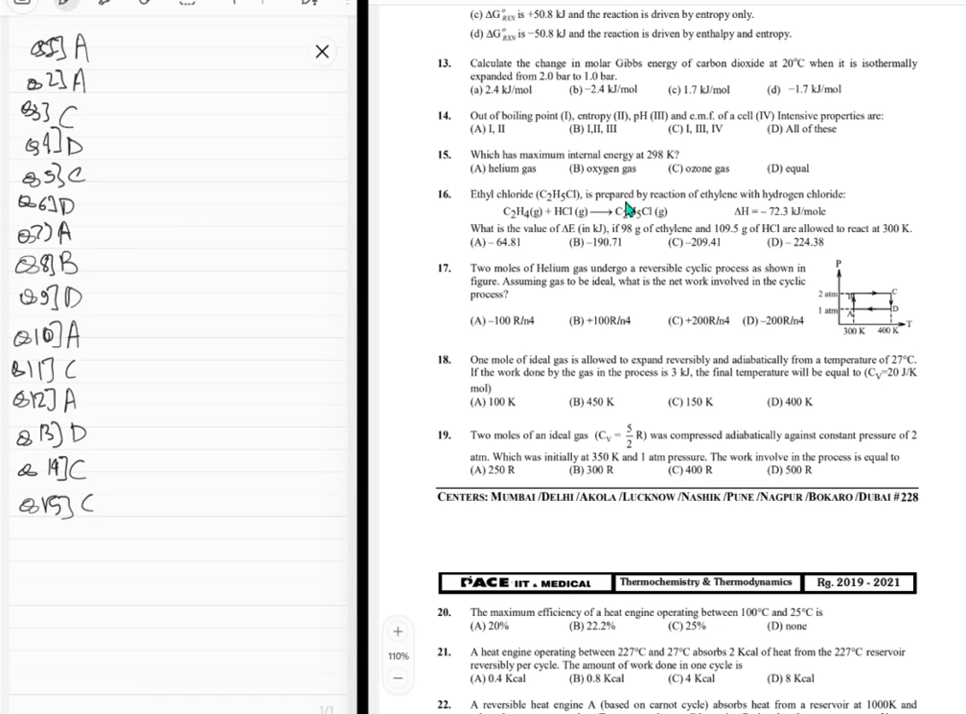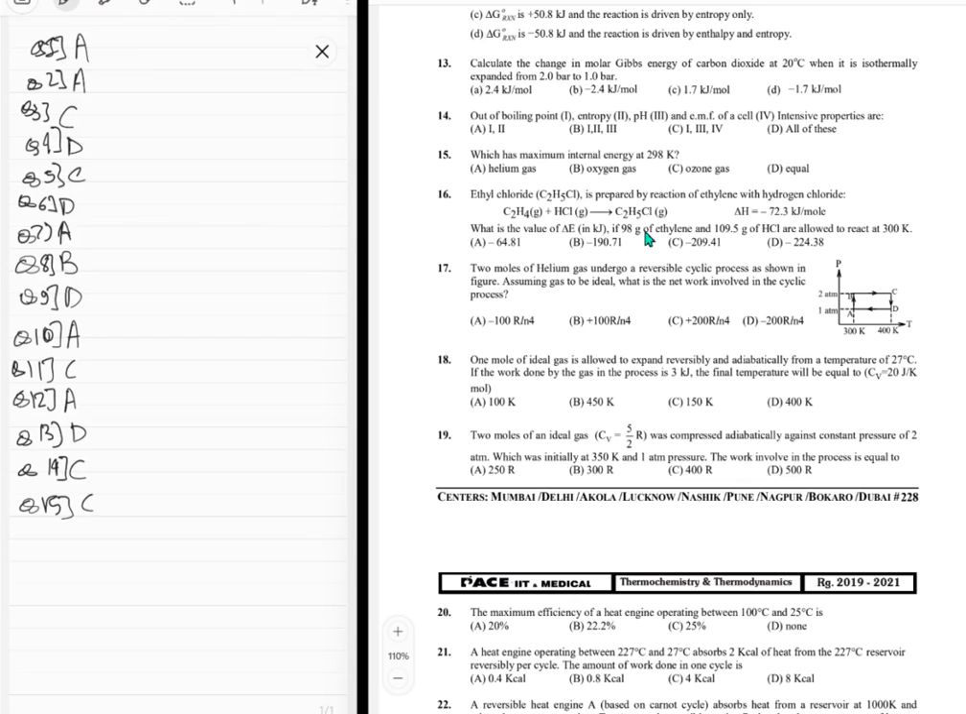Ethyl chloride is prepared by the reaction of ethylene with hydrogen chloride. Okay. What is the value of delta E if 98 gram of ethylene and something gram of HCl are allowed to react at 300 Kelvin? Oh, so for this, your delta H is constantly this, huh? Okay. What is the value of delta E? Oh, so delta H, that will be just delta U plus delta PV. And so what gram of ethylene?